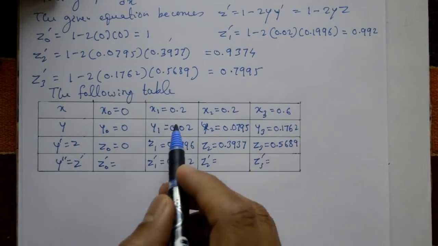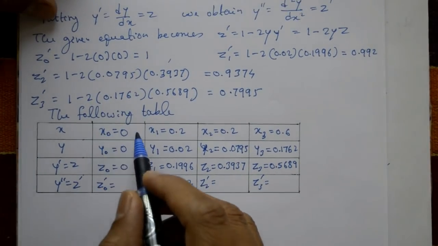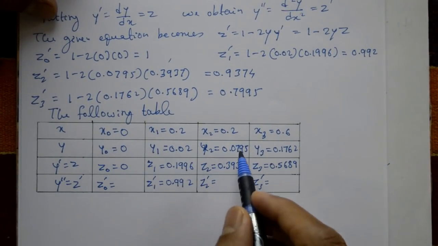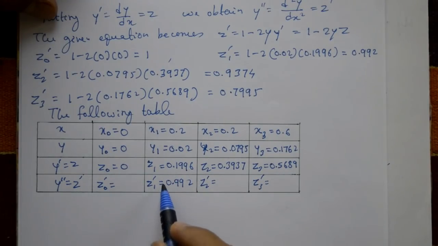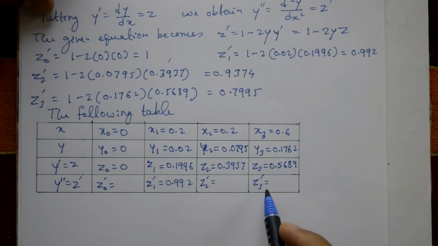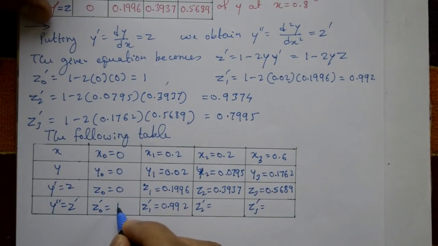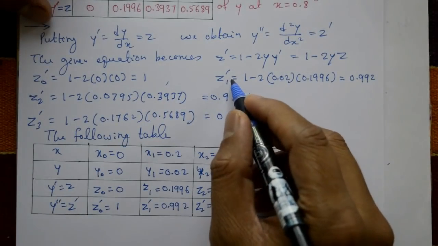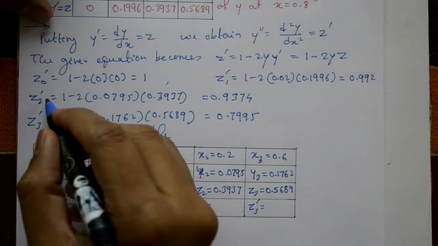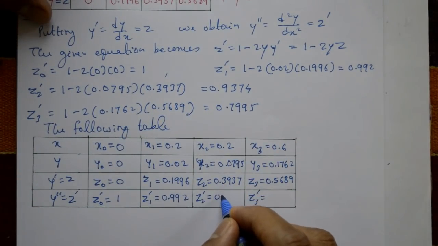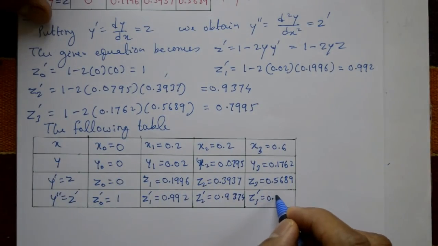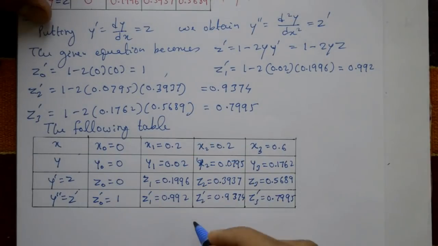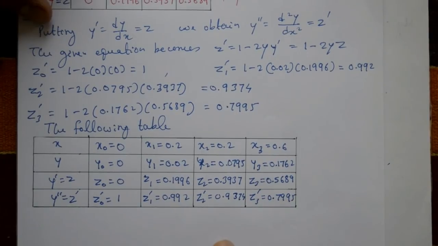The following table has the x, y and z values. So x0, x1, x2, x3, y0, y1, y2, y3, z0, z1, z2, z3. Next is z0 dash, z1 dash, z2 dash, z3 dash. Z0 dash is 1, z1 dash is 0.992, z2 dash is 0.9374, and z3 dash is 0.7995. Once again construct a table, writing the values including the z dash values.